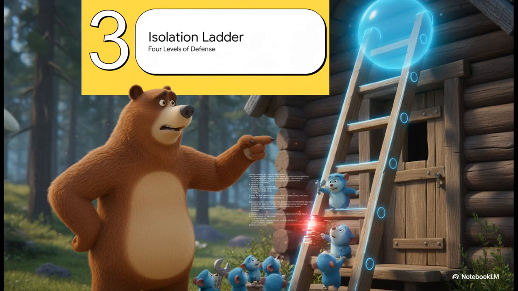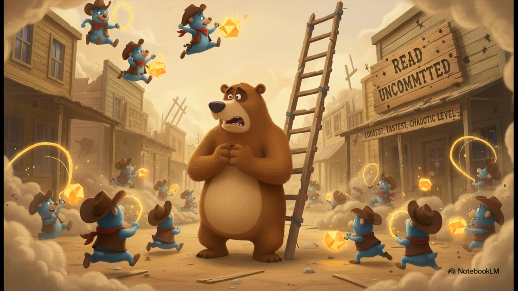So how in the world do we fight off these data glitches? Well, databases give us what you can think of as a ladder of solutions. And with each rung we climb up this ladder, we get a stronger level of defense, a higher, better degree of isolation. Right at the very bottom, on the first rung, we have read uncommitted. This is the loosest, fastest, and honestly, the most chaotic level you can have.